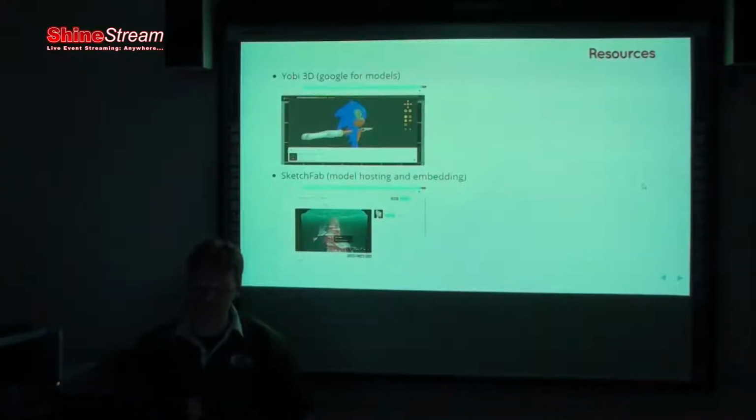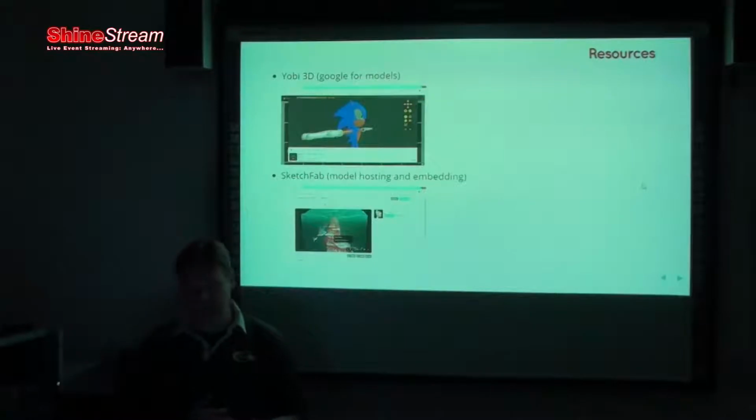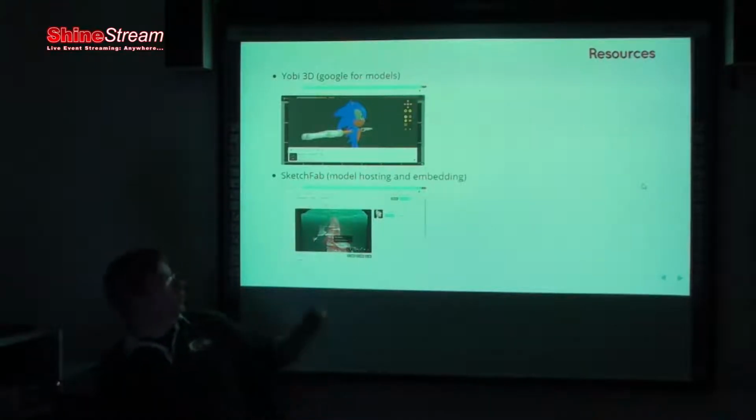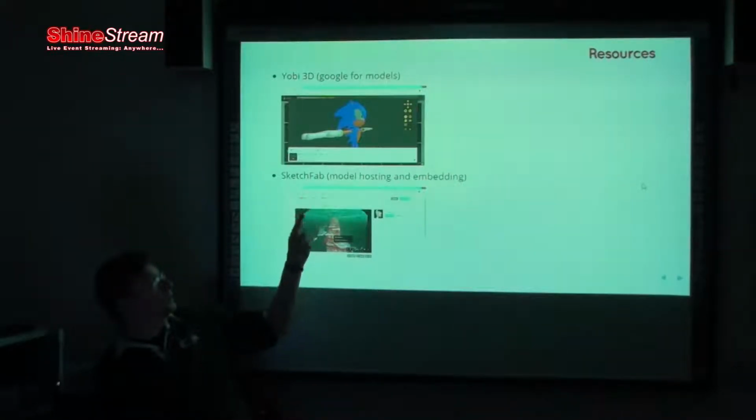Some resources where you can go to get 3D models. Yobi 3D is quite good. I think it's been described as 3D Google for models. It can be a bit tricky to find somewhere to download the model, but you can preview it in the website, which is quite nice. So you can interact with it in 3D and see what you want. That's done in WebGL. Sketchfab is built on WebGL as well. That's model hosting and embedding.